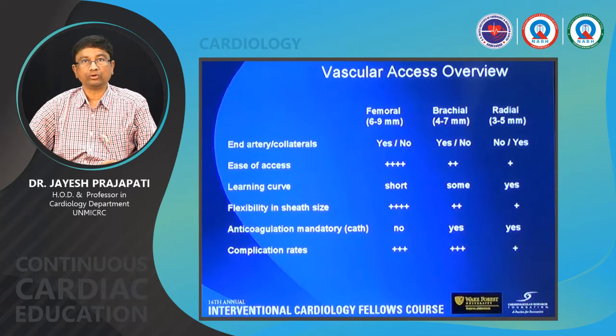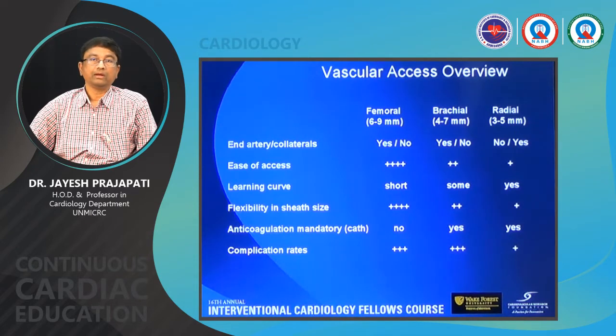So as I have told, the vascular access overview: the femoral, brachial and radial. Of course, femoral is not an end artery. After the profunda there is not a big thing. So suppose the patient develops a thrombosis in the femoral, we have to maintain the profunda. So that we have to keep in mind, otherwise the patient's limb is lost sometimes.